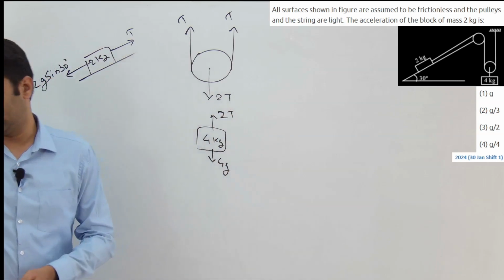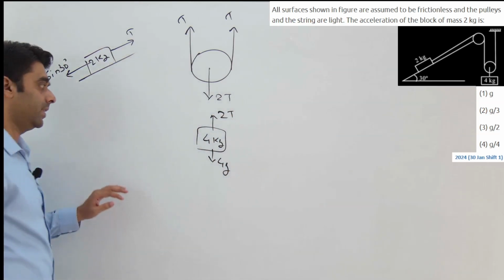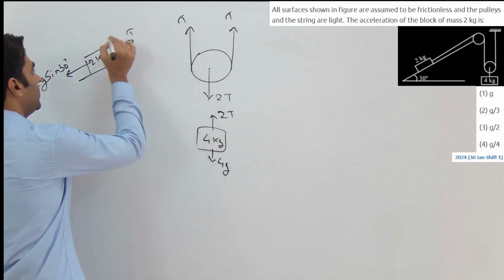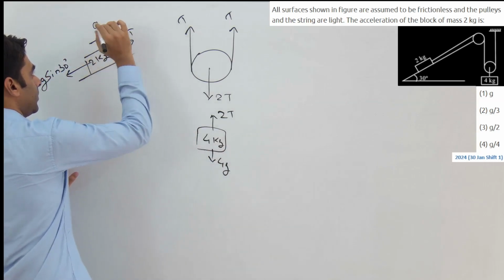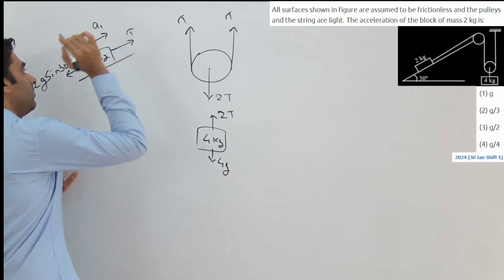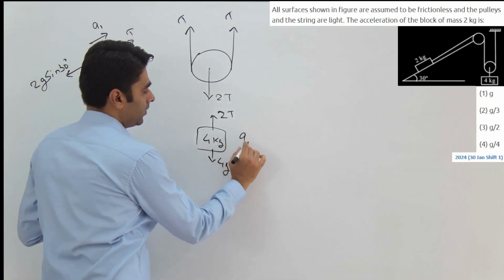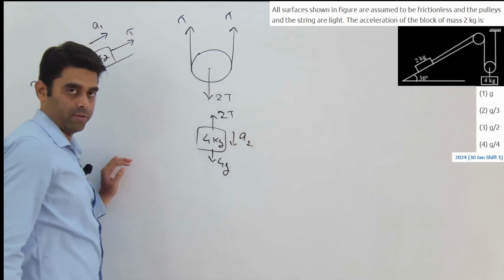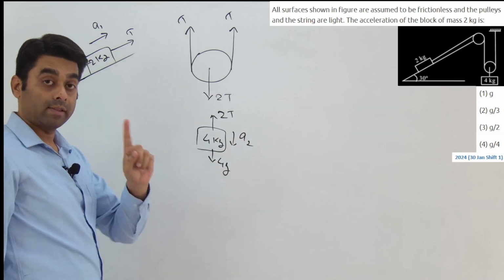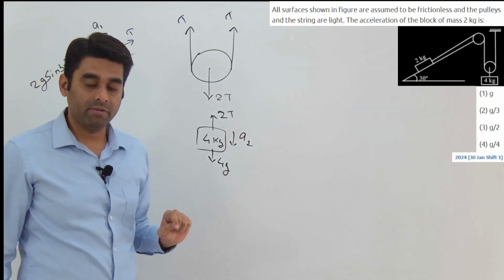Let's write down the acceleration part. Let's say that this acceleration is A. The acceleration of this one is A1 and the acceleration of this is A2 downward. Now, the acceleration will not be the same. Why will the acceleration not be the same?